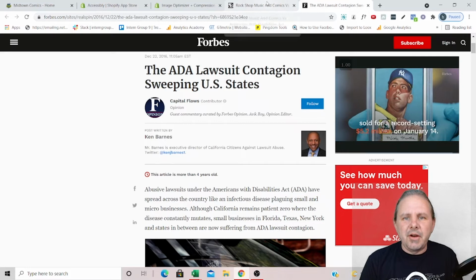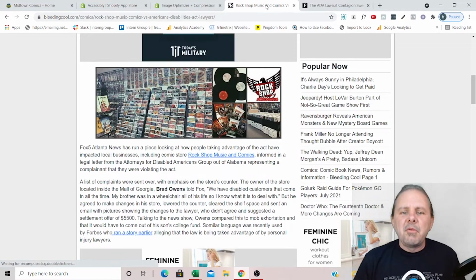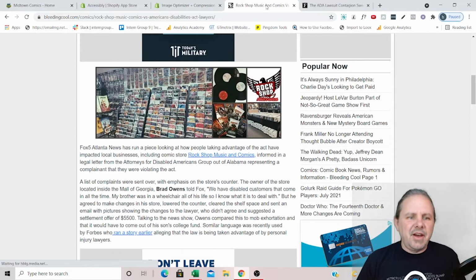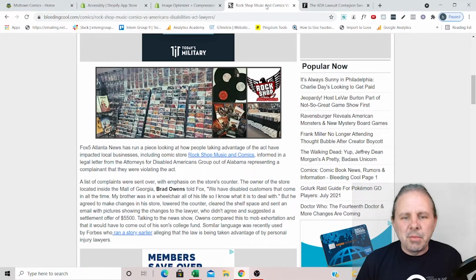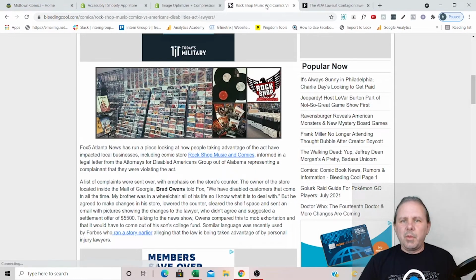And this also caught the attention of national news. This is Bleeding Cool magazine, or bleedingcool.com, which is like the TMZ in the comic book world. And they had Fox 5 Atlanta News as a piece looking at how people who take advantage of the act have impacted local businesses, including comic store, rock shop, music, and comics, which was my store. Okay, so anyway, I kind of fought back, and it kind of went away. I didn't settle.